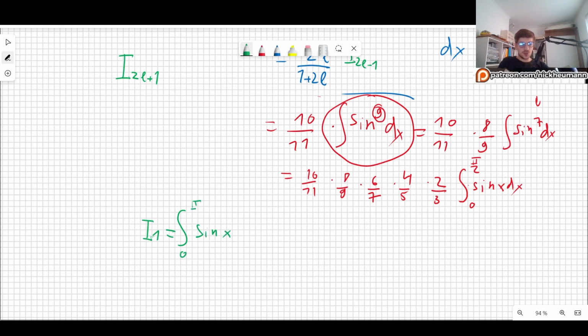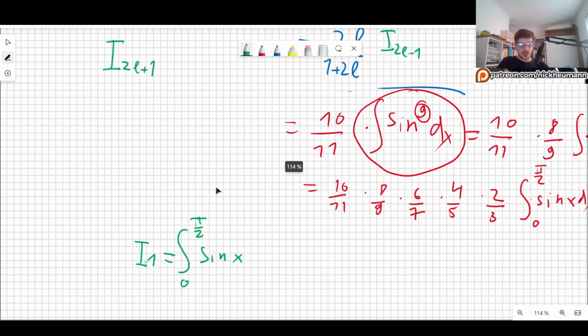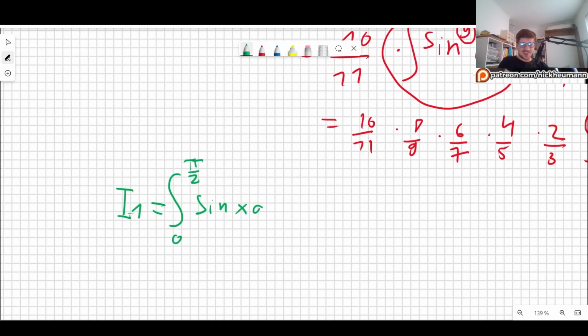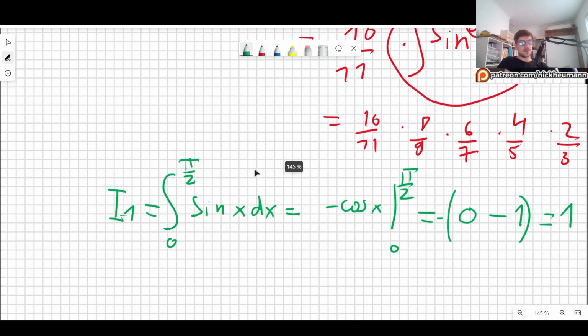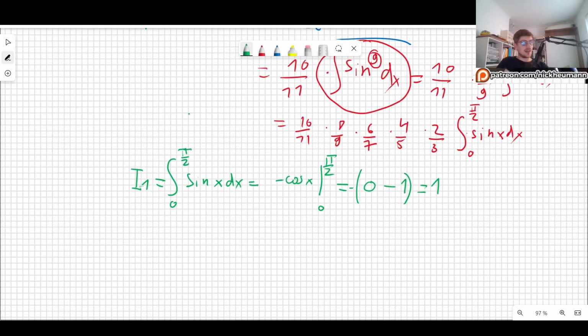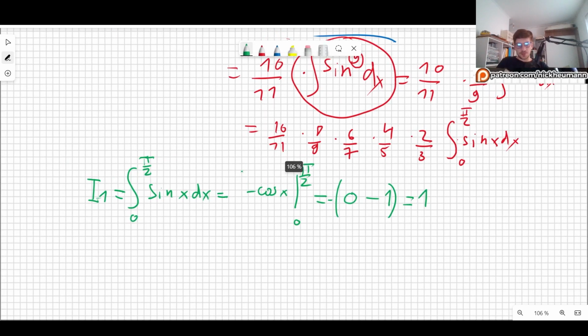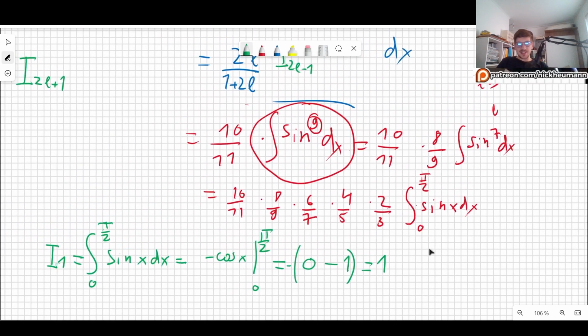Between 0 and pi over 2, this integral is trivial, right? I hope you have seen it many times before. Otherwise, I don't know why you're watching this video. So the integral of sine is minus cosine of x, and we have to evaluate between 0 and pi over 2. At pi over 2, this is minus cosine of pi over 2, which is 0, and then minus minus cosine at 0, which is 1. So we get minus minus 1, which is 1. So in this case, we simply have I1 equals 1, no further problem. Okay, so that is the base case.